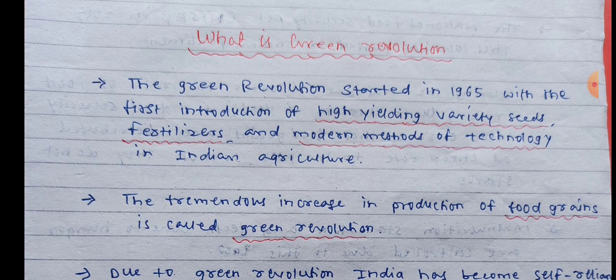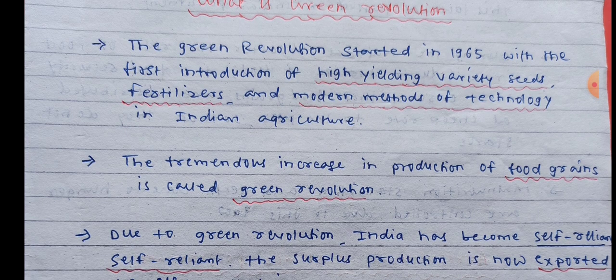For bringing the green revolution, we used fertilizers, a variety of seeds, research seeds, modern methods of technology, modern methods of agriculture, and the irrigation facilities we provided. All things collectively bring the green revolution. The tremendous increase in the production of food grains is called the green revolution.